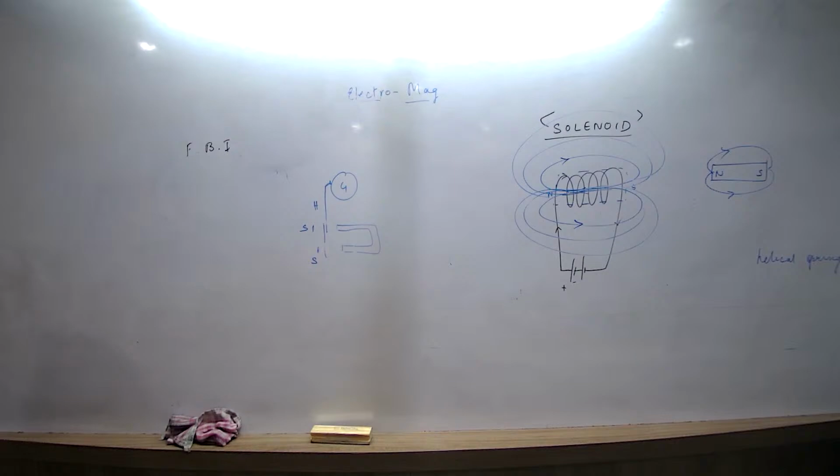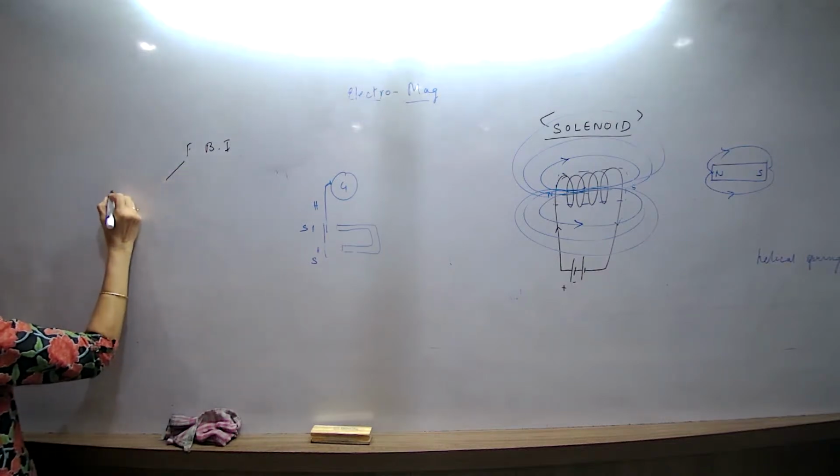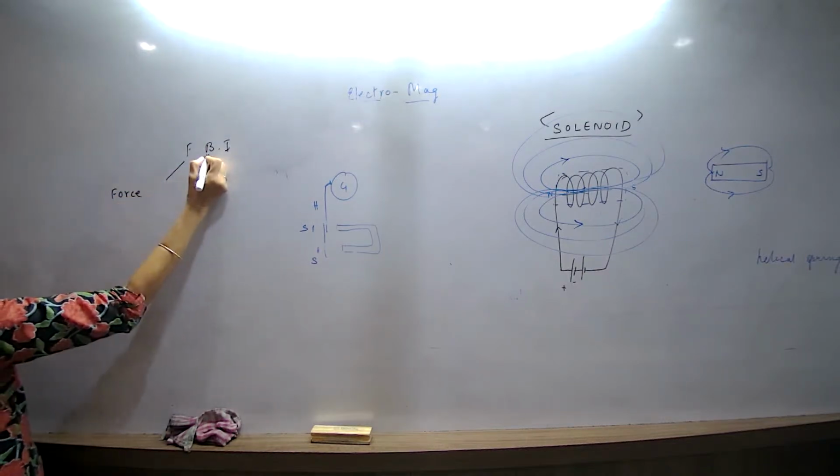So it's easy for us to remember FBI, right? F, starting with the thumb. B is your pointing finger, and the second finger is I. F is for force, B is the direction of the magnetic field, and I is the direction of the current.